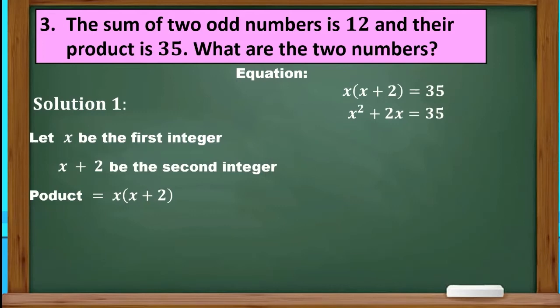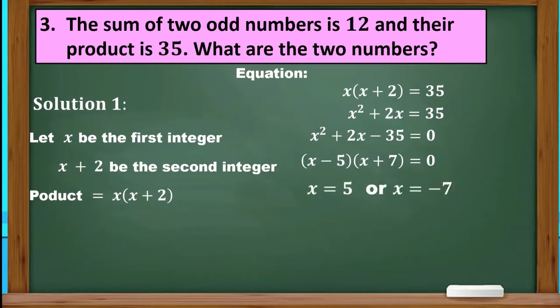By distributive property, the equation is x squared plus 2x equals 35. To write the equation in standard form, we have x squared plus 2x minus 35 equals 0. By factoring method, the equation is now the quantity x minus 5 times the quantity x plus 7 equals 0. So let us solve. So x equals 5 or x equals negative 7.